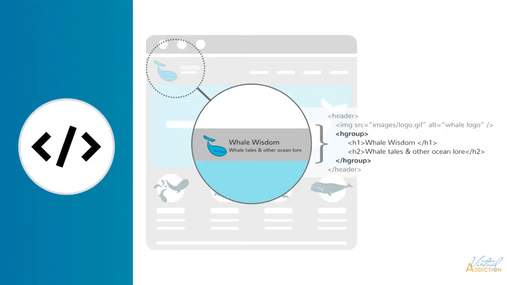In other words, the hgroup element prevents any of its secondary children from creating separate sections of their own within the document outline. If these elements were not children of an hgroup, then they would create their own separate section within your document outline. So if it makes sense to group these together, we use hgroup.